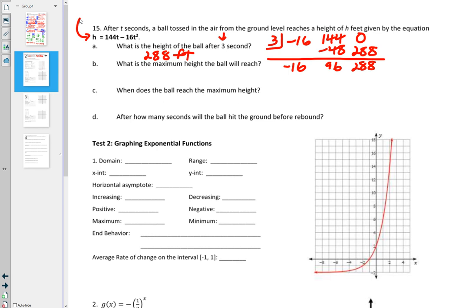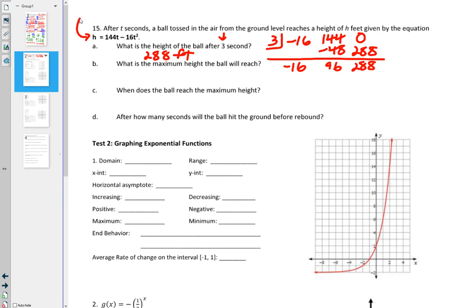250? 352? No, 452. Is it 144 times 3? None of the above? No, I'm way off there. 432? Okay, whatever. Minus 16 times 9. So minus 126, I think.